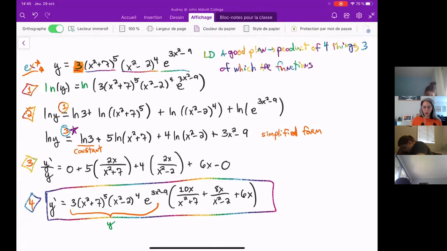You guys remember how logarithmic differentiation works? Do you feel comfortable with this at this point? Are there any questions about this before we add a couple things?